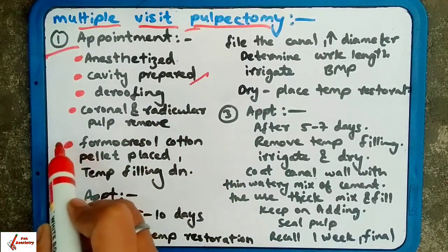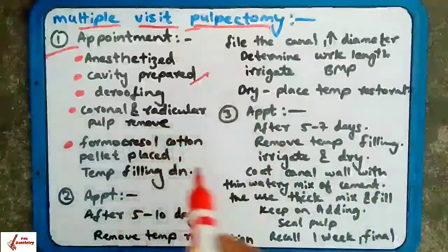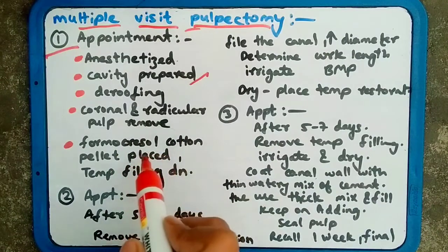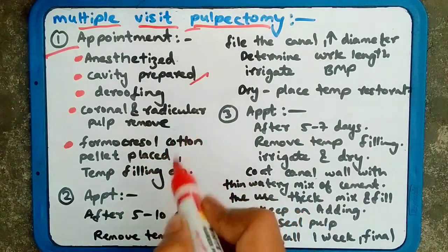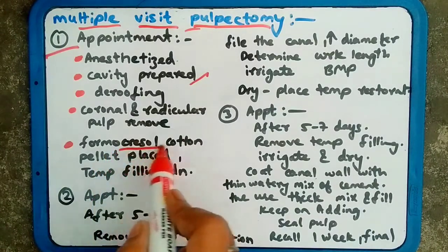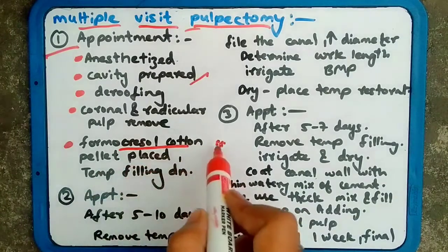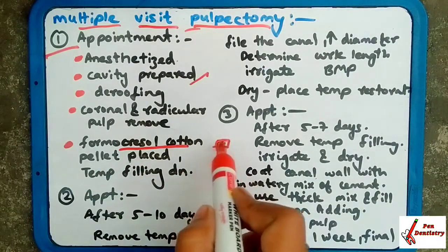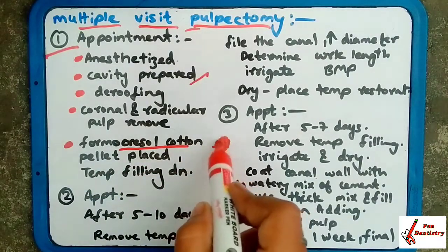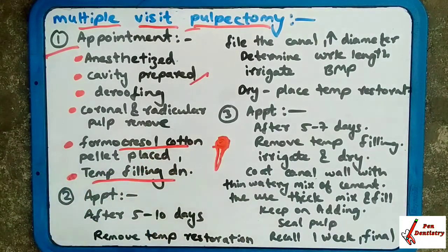Then what are we going to do? Once you have removed the coronal and radicular pulp, put a pharmacresol cotton pellet into the canal, on the coronal portion. The cotton pellet is placed on the coronal portion. Here it is placed. Then temporary filling is done. Then you go for the second appointment, and you recall the patient.